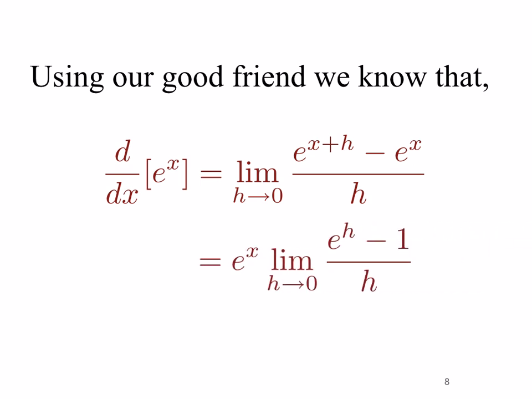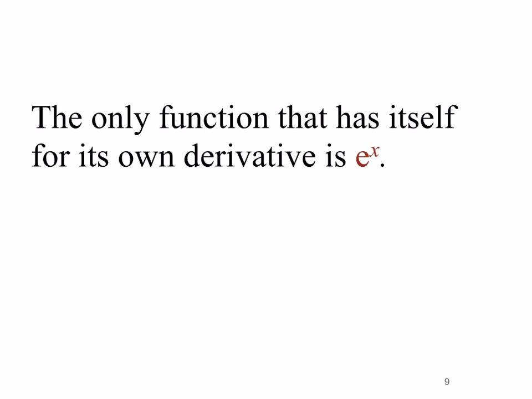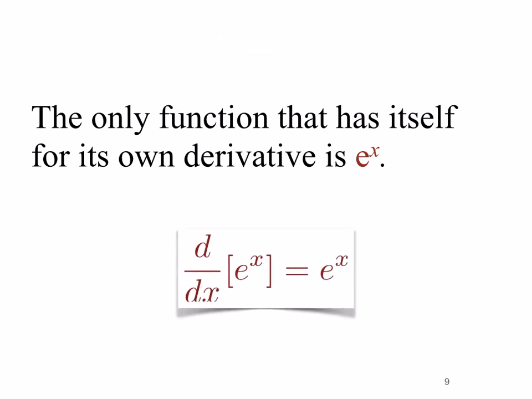If we use our properties of exponents and we factor out e to the x, we get that that's equal to e to the x times the limit as h goes to 0 of e to the power of h minus 1 over h. And we should remember from our previous slide that that's equal to 1, and so 1 times e to the x is e to the x. So it turns out the only function that has itself for its own derivative is e to the x, and so the derivative of e to the x is e to the x.